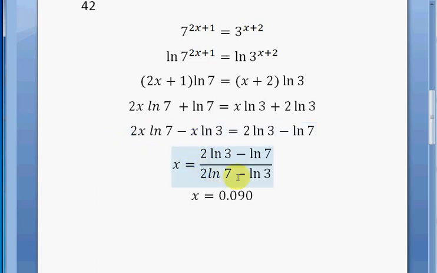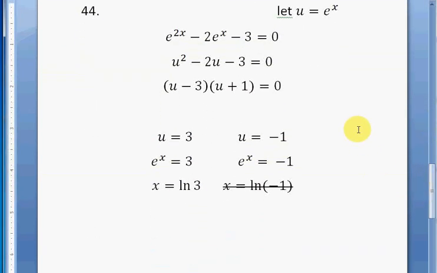So I'm going to divide that by both sides. So I get x equals (2 natural log of 3 minus natural log of 7) over (2 natural log of 7 minus natural log of 3). Now the hardest part should be plugging this into your calculator because this is going to get kind of ugly. Remember to get your parentheses around your entire numerator before you divide, and then put parentheses around your entire denominator. But once you round, keeping things consistent with 3 decimal places, you should get x equals 0.090.